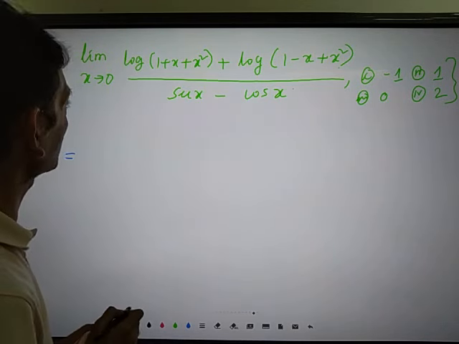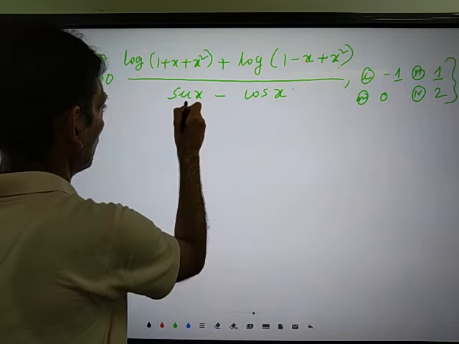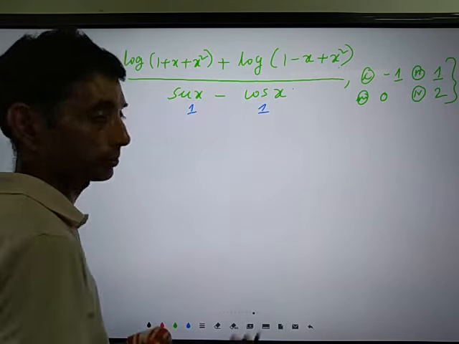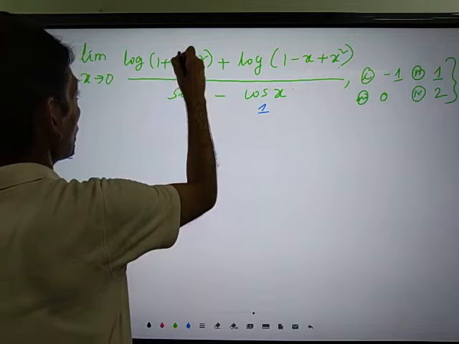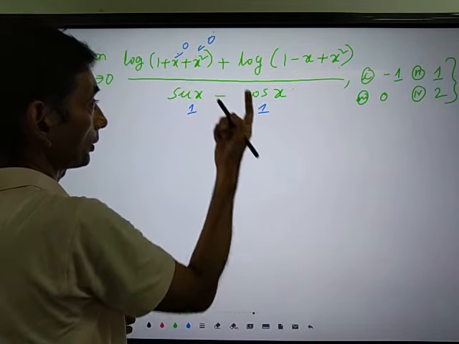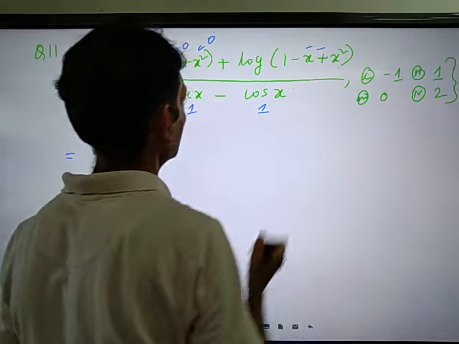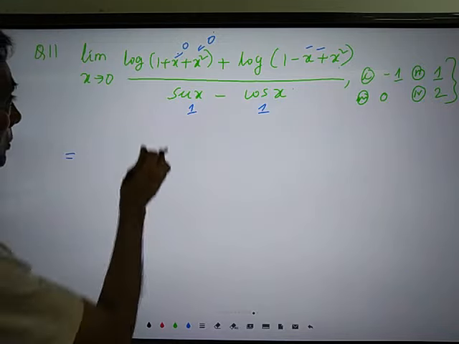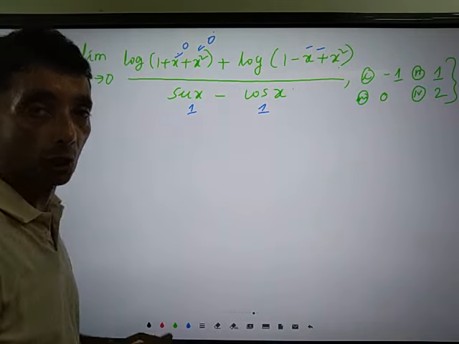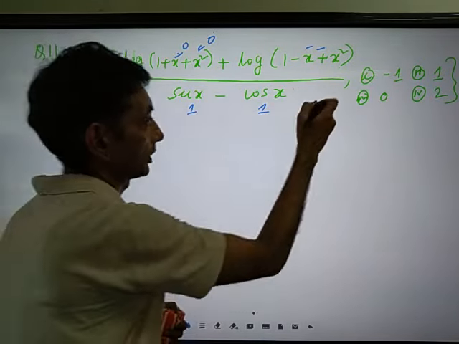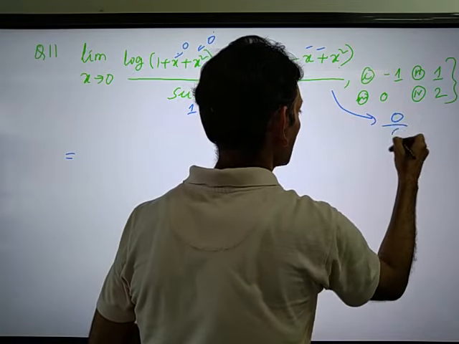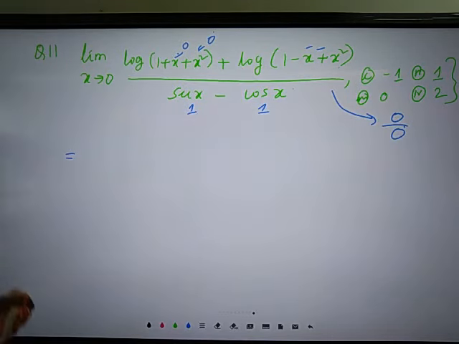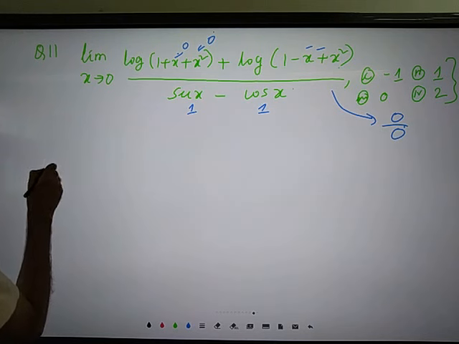For x equals 0, this is 1 and this is 1, so 1 minus 1 is 0. So these are all zeros. Log 1 is 0, so log 1 plus log 1 is also 0. So it's the 0 by 0 form. The form is given as 0 by 0 form. So how do we remove this 0 by 0 form?